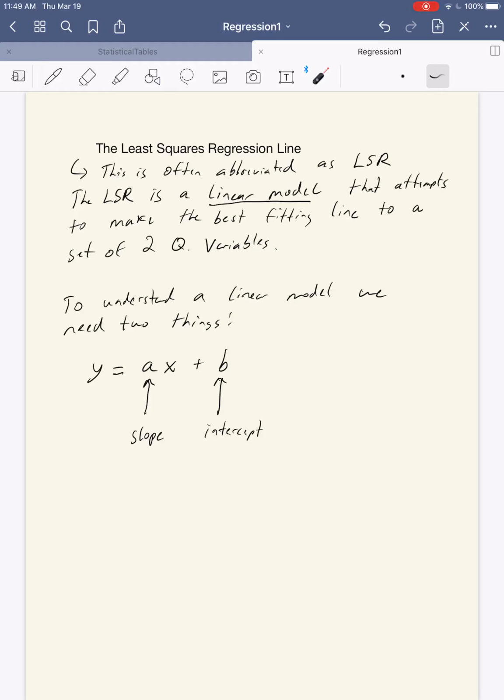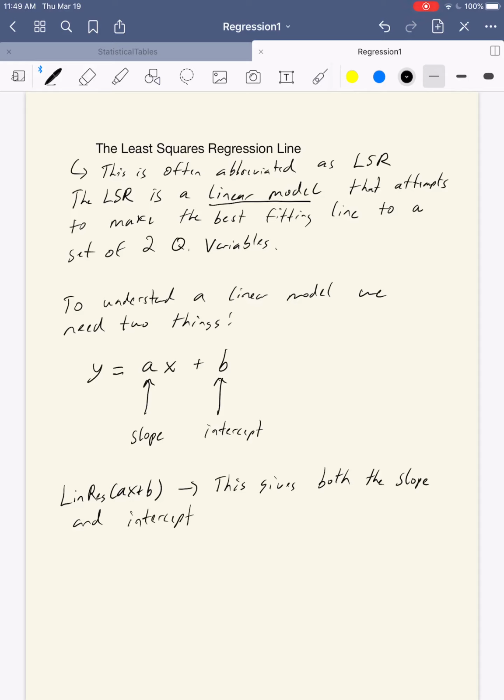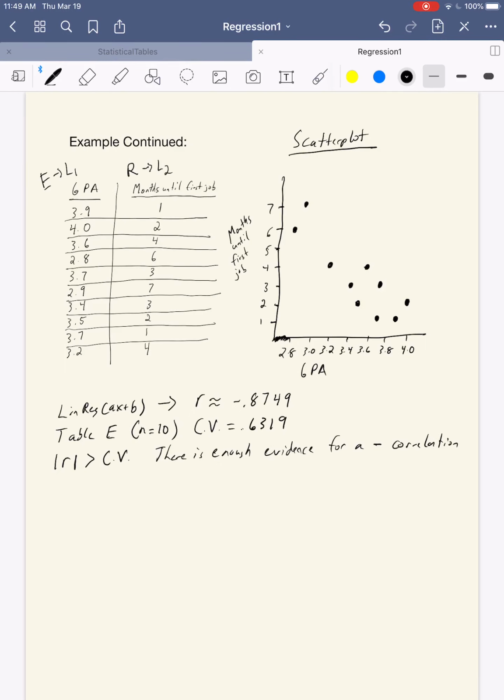So how do we actually find that slope and intercept? Well, luckily, when you do that lin reg ax plus b, that same feature that allows us to calculate the correlation coefficient gives both the slope and intercept. So we don't need any special extra feature. We can continue to use that lin reg ax plus b function on our calculator to calculate both the slope and the intercept. So let's go back to our example and actually do that, and then see that that model really does fit our data.